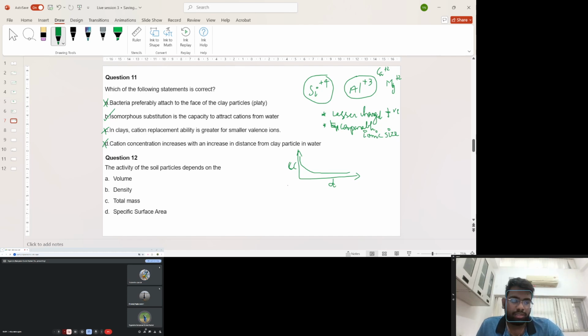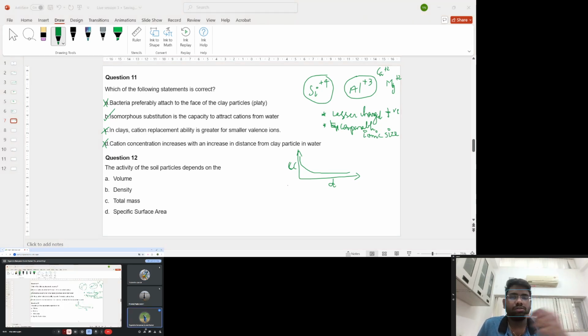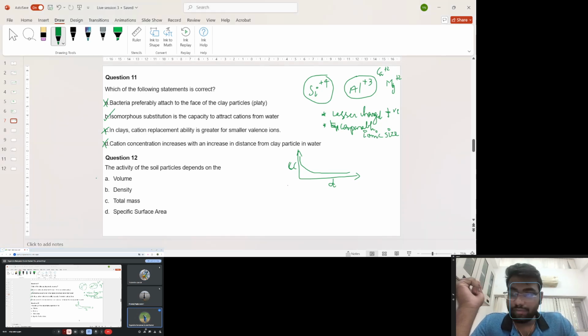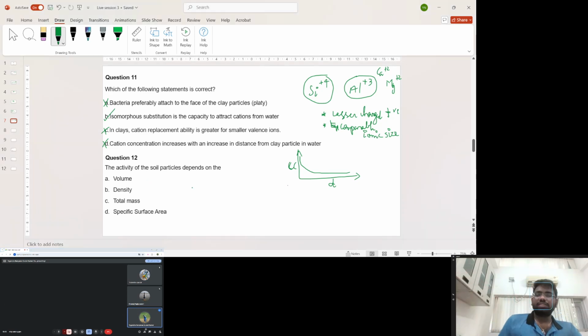Any doubts or any other things you need to get clarified? No, sir. Then we can proceed to the next question, question 12. The activity of the particles depends on specific surface area.